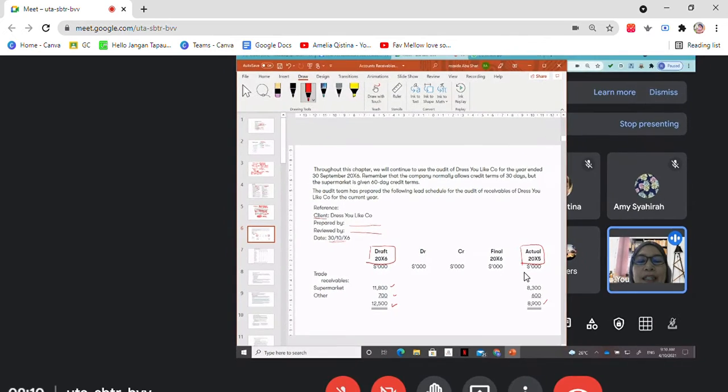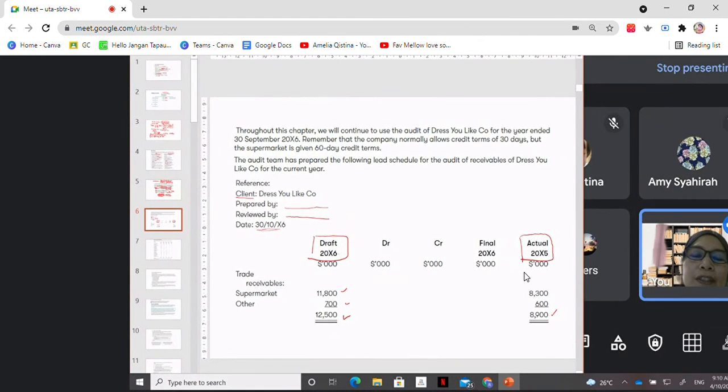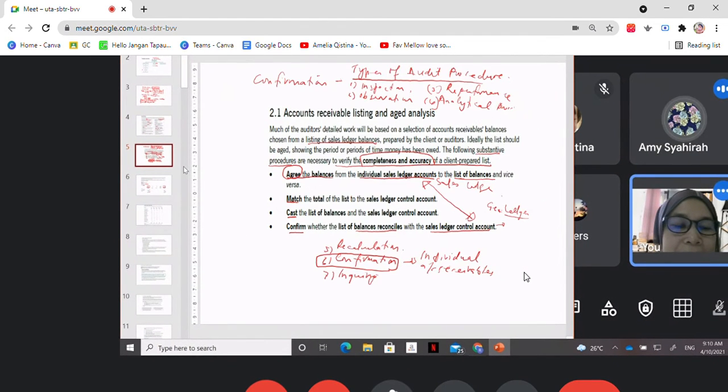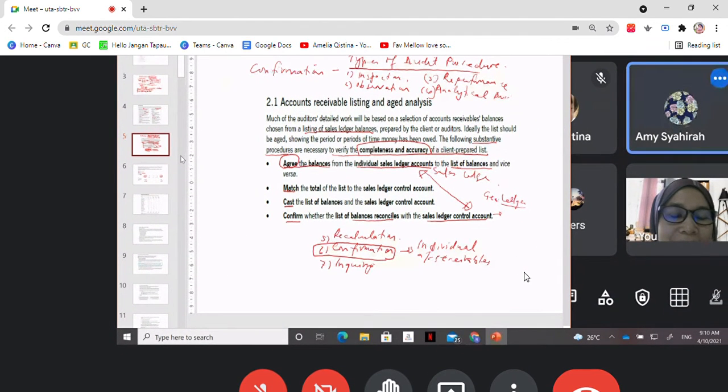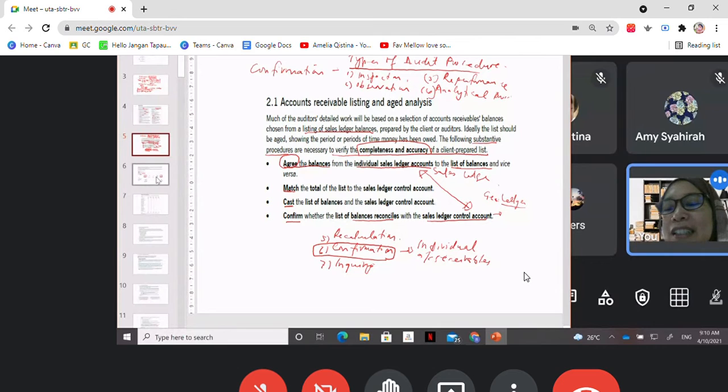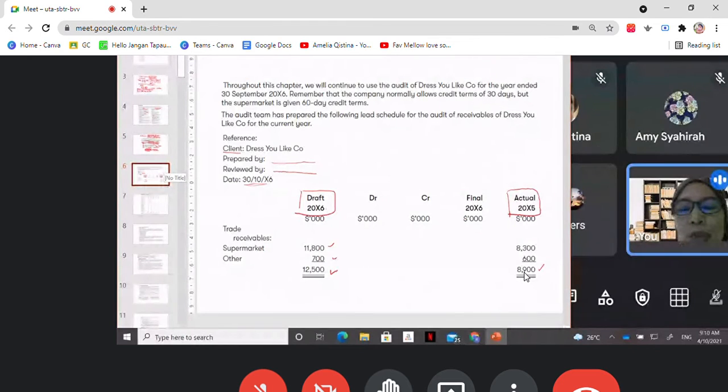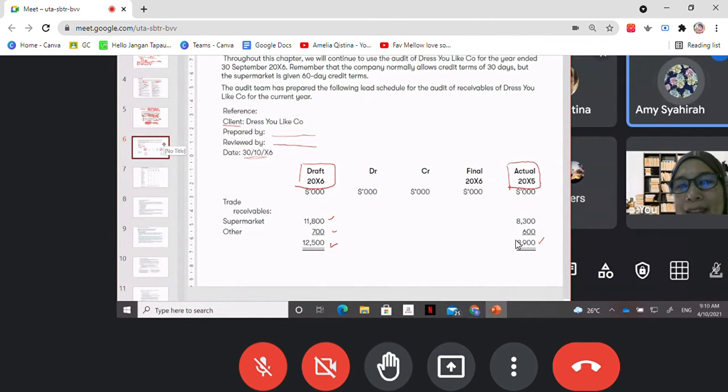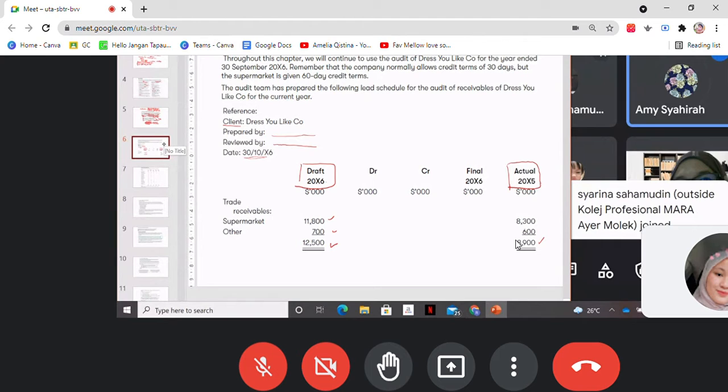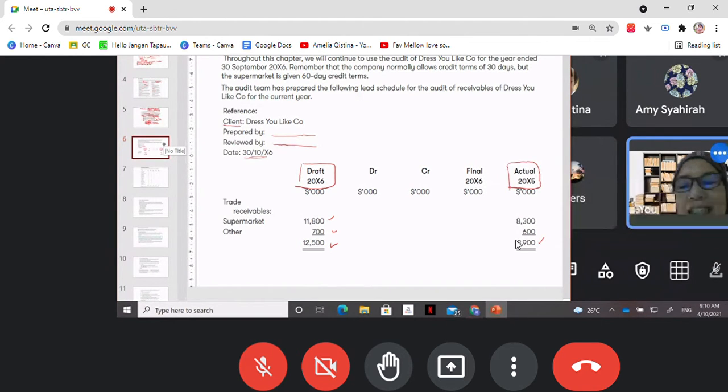When you get this figure, you have draft year 6, you have actual year 5. Investigate the differences. So you perform the test we call substantive procedure or analytical procedures.